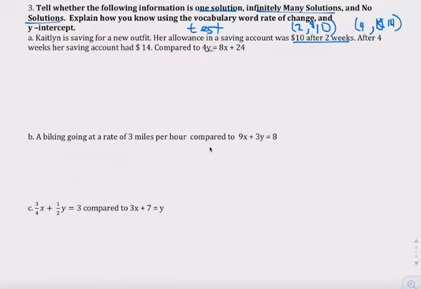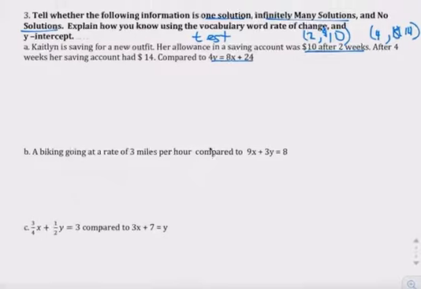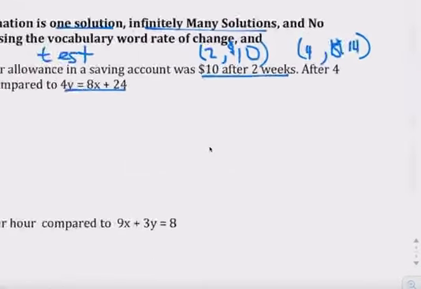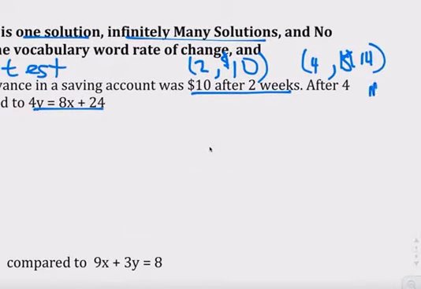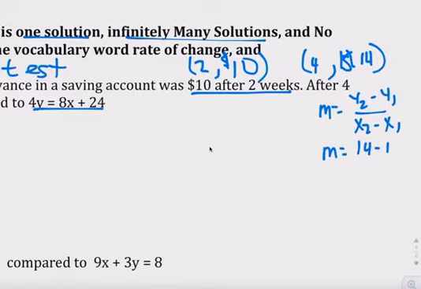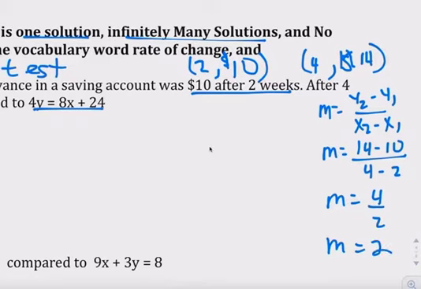Okay, let's compare that. We need to find the slope, the rate of change, which is m equals y2 minus y1 over x2 minus x1. m equals 14 minus 10 over 4 minus 2. m equals 4 over 2. m equals 2. So then you can go y minus y1.